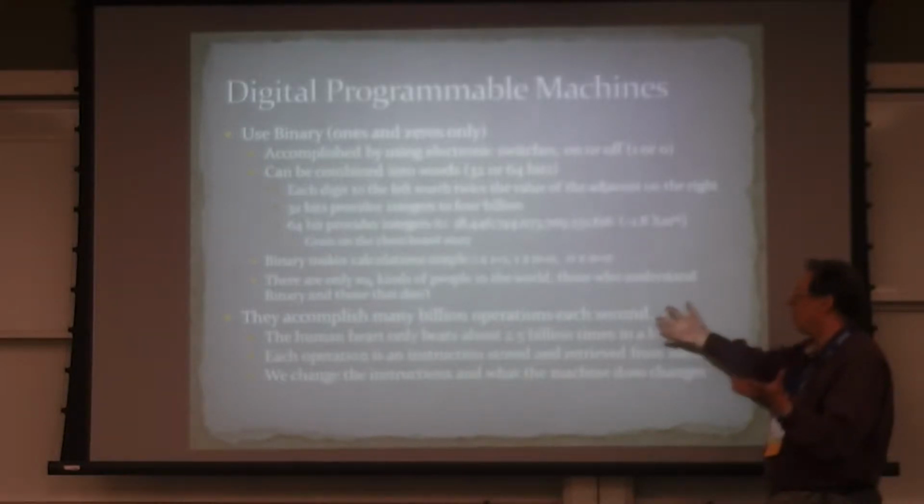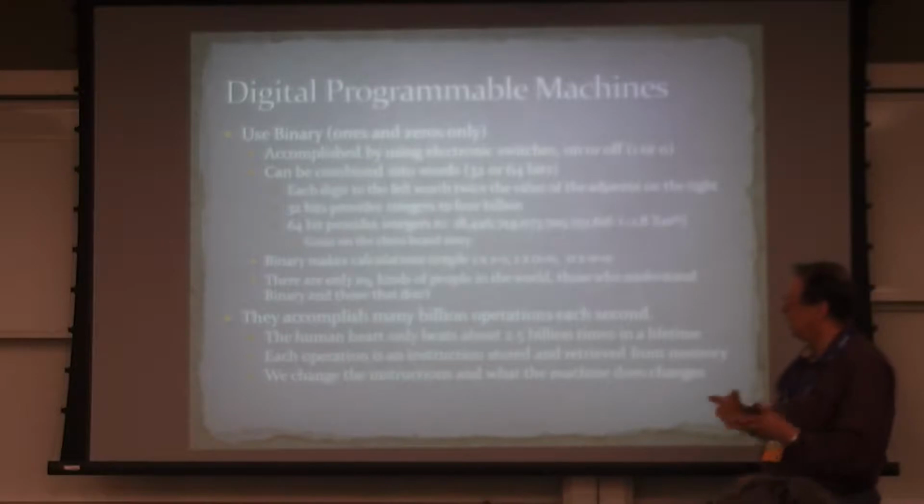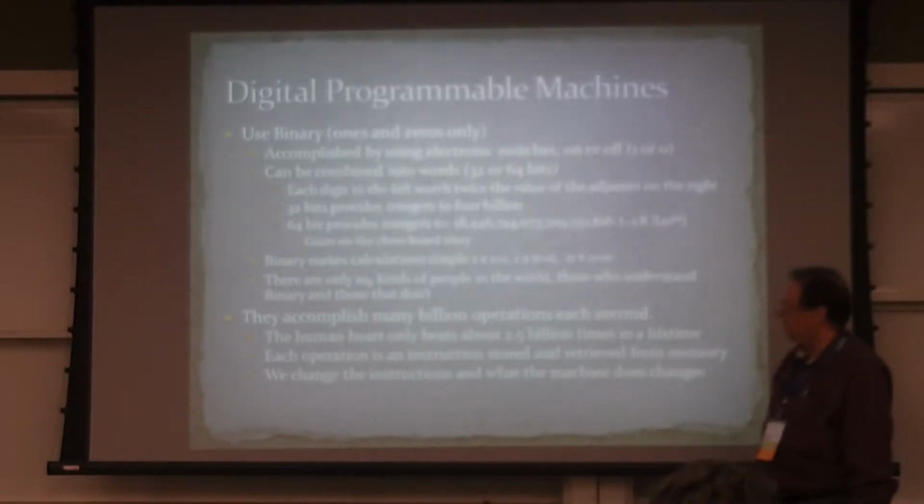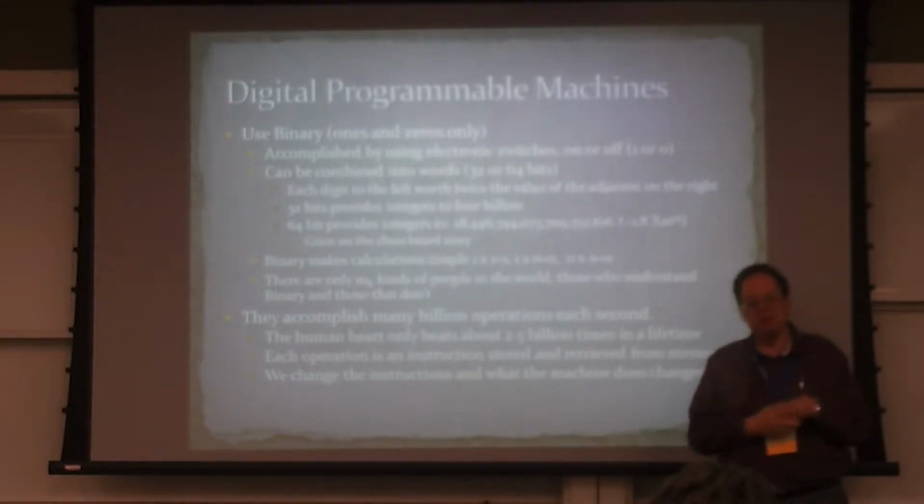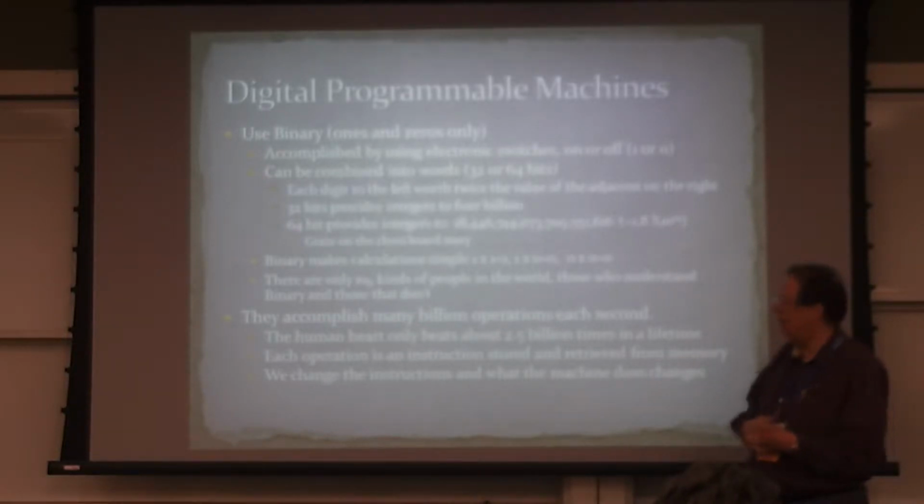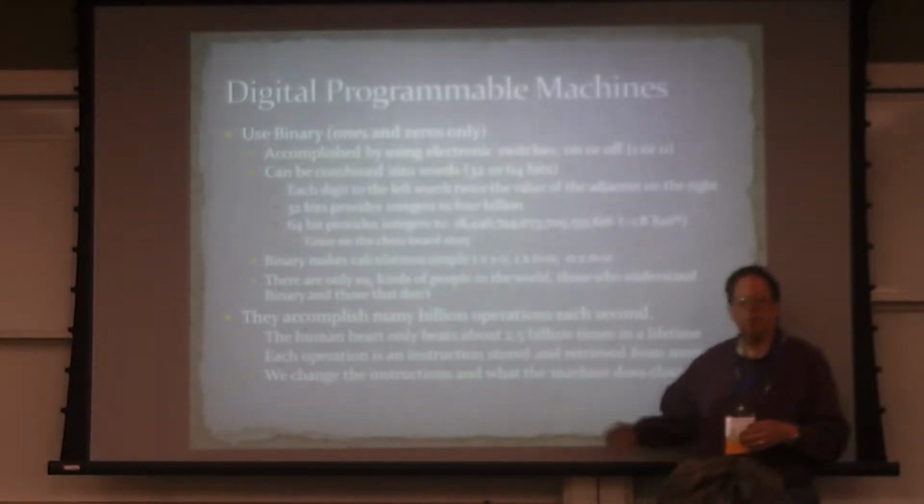Computers accomplish about 4 billion operations in a second. I had Matt do this calculation when he was in my class. If you said a human heart beats about, let's say, 60 times a minute, times 60 minutes in an hour, times 24 hours in a day, times 365 and a quarter days in a year, times 80 years in a lifetime, you'd end up with something like 2.5 billion.